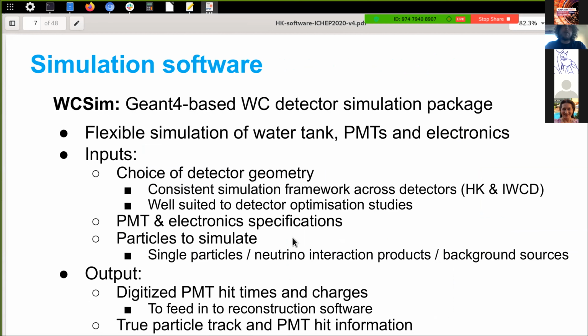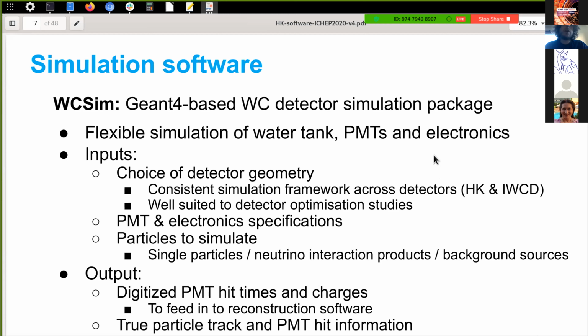So onto the simulation software. As I mentioned, we have a single simulation software called WCSim for water Cherenkov detectors. And this is designed to be flexible and able to do different detector designs and detector setups, to have a unified framework across the different detectors, as well as being suited to detector optimization studies to change the detector design and make sure we're building the best detector possible.